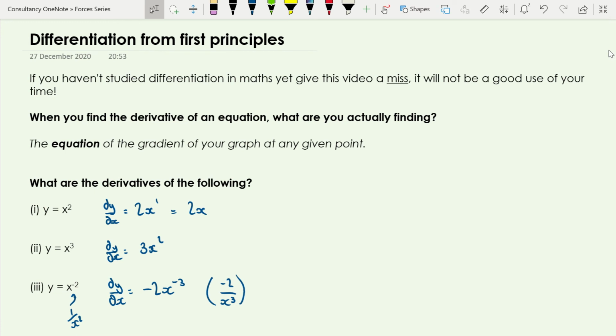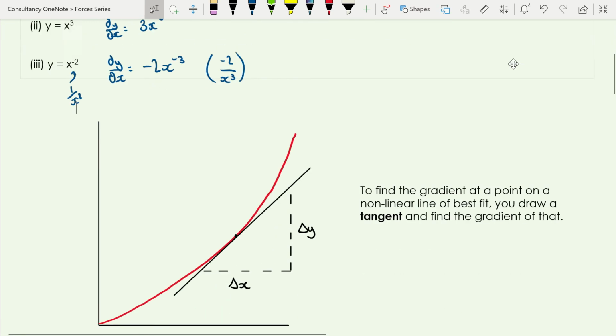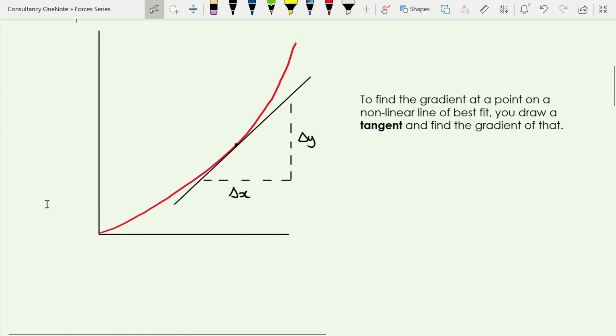But where does that actually come from? Like, how do we get that number? So that's what the main focus of this video is. So the first thing is, how do we find the gradient at a point on a non-linear line? So that just means a curved line.